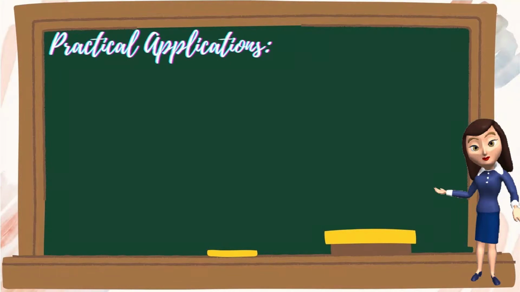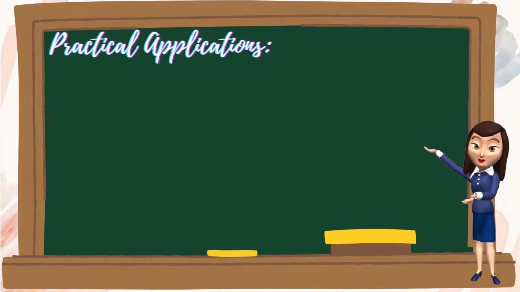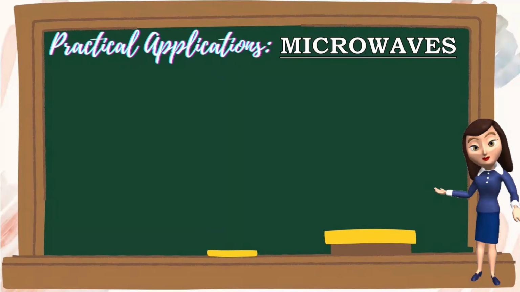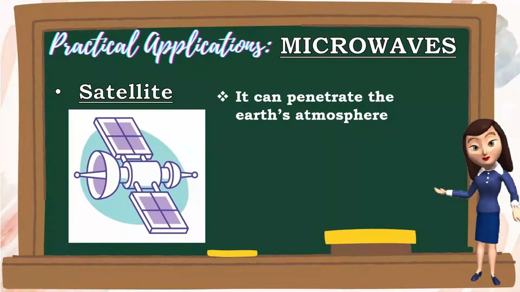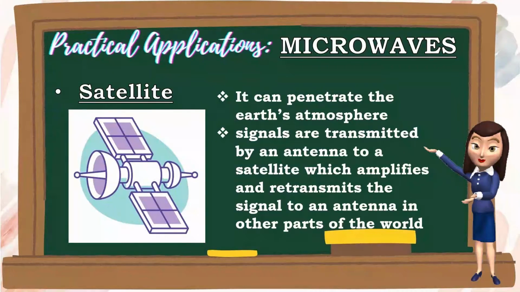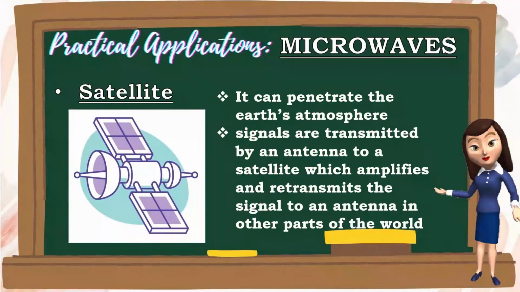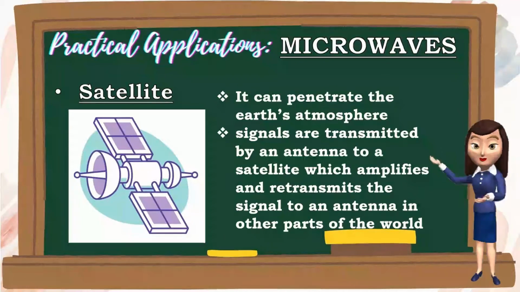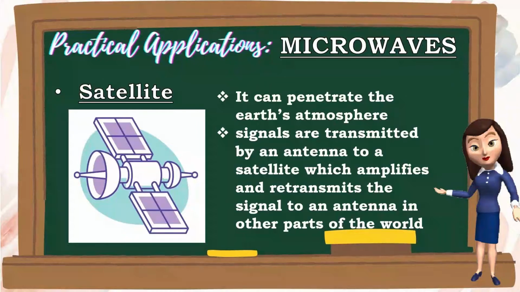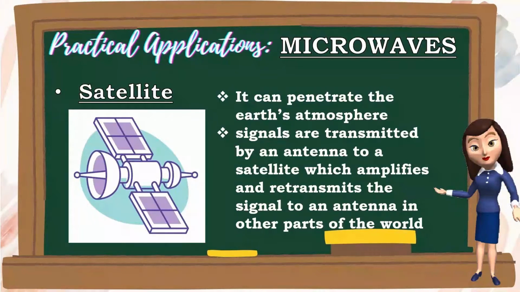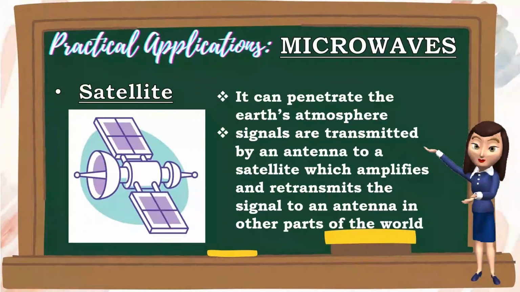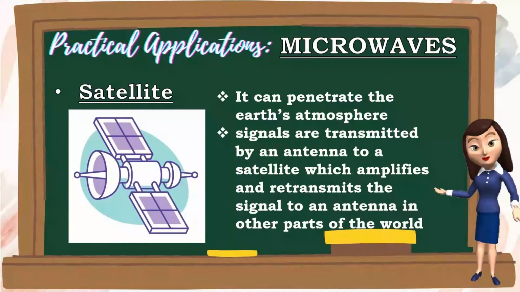Now, let us proceed to the applications of the next electromagnetic waves, which is the microwave. First is the satellite. Microwaves are used in satellite communications because it can penetrate the Earth's atmosphere. Microwave signals are transmitted by the antenna to a satellite, which amplifies and retransmits the signal to an antenna in other parts of the world. This is how we communicate even from afar. Again, we can communicate even from afar through these satellites because it uses microwaves that can penetrate the Earth's atmosphere and transmit signals from an antenna to another.